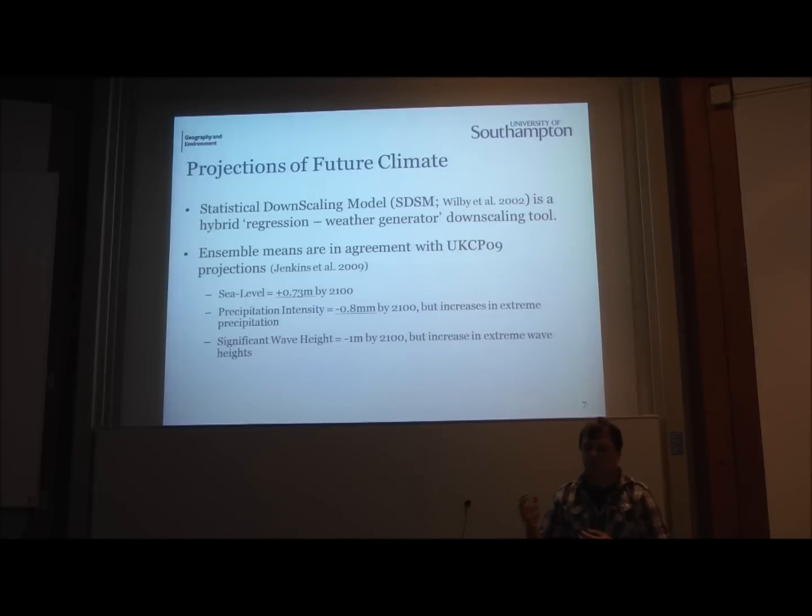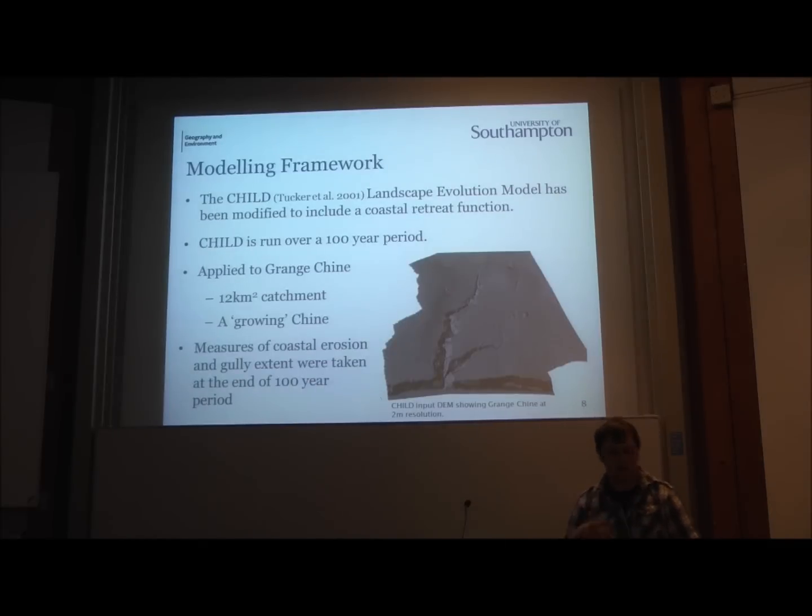Doing that, we produce 4 ensembles, so the 2 climate models and the 2 emission scenarios. So we have 4 different scenarios that we're modelling. And what we see is that the downscaled results agree with what the UK climate projections data have said, which were on a few slides previously. So we're seeing sea level rises at the higher end of that range that they projected, an overall decrease in mean precipitation, but increases in extreme precipitation, and the same sort of story with significant wave heights. And that all feeds into the modelling framework.